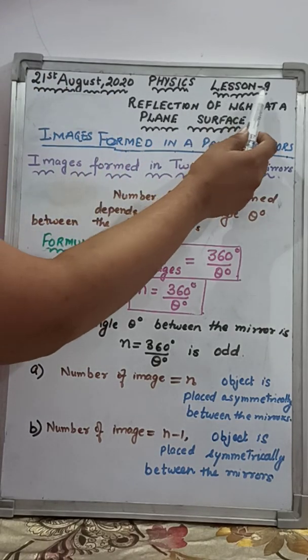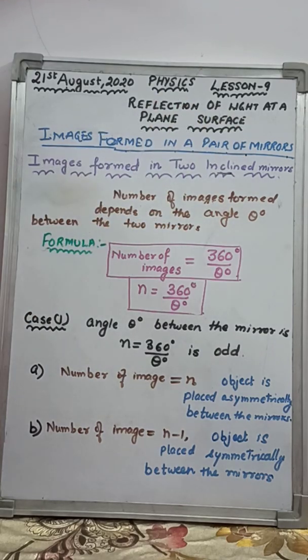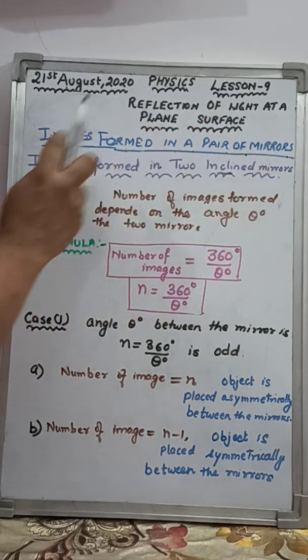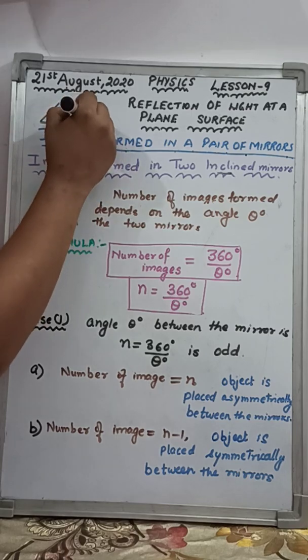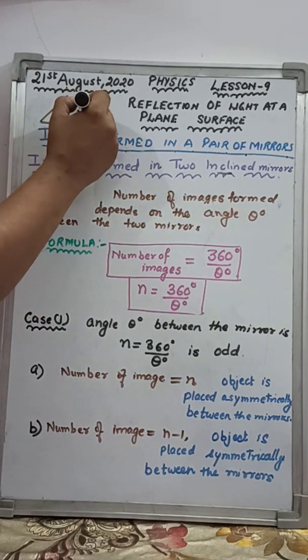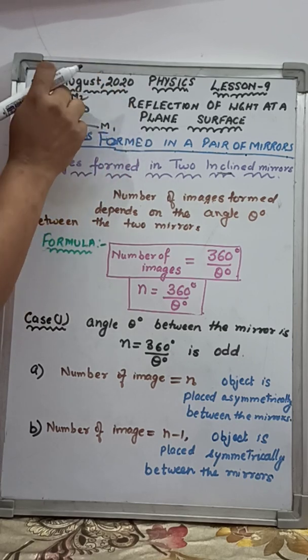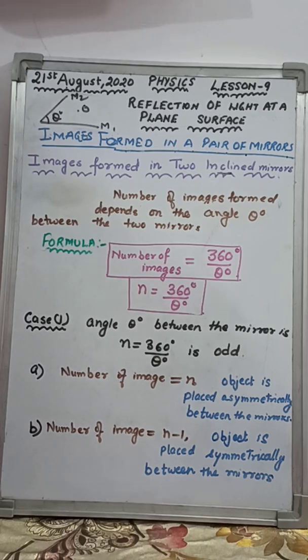I will continue with lesson 9, reflection of light at a plane surface. The topic I will take today is images formed in a pair of mirrors. Suppose an object O is placed between two mirrors which are inclined at an angle of theta, then many images of this object will be formed.